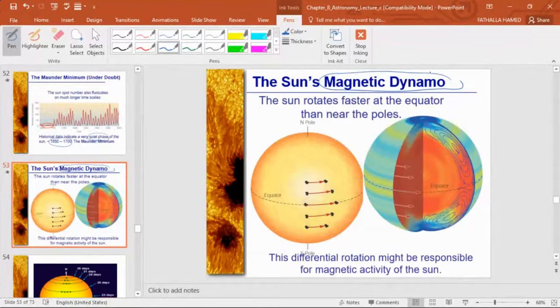So in the next lecture, we'll talk about the rotation of the sun, and you basically have these ionized gases that can give you electrical current, and the electrical current produces magnetic field, and we'll talk about the structure of the magnetic field of the sun.